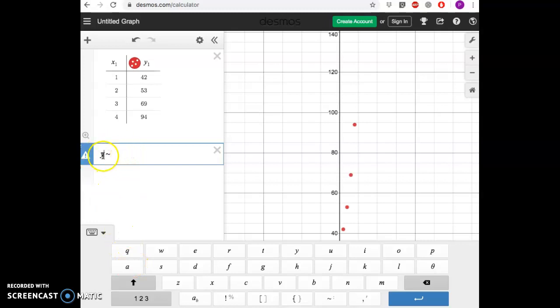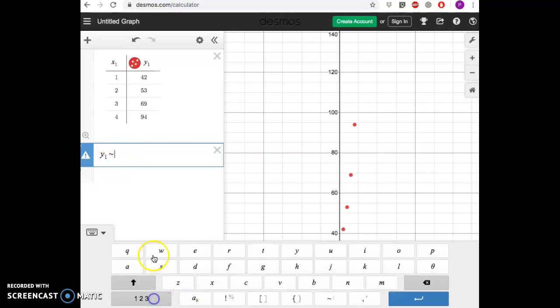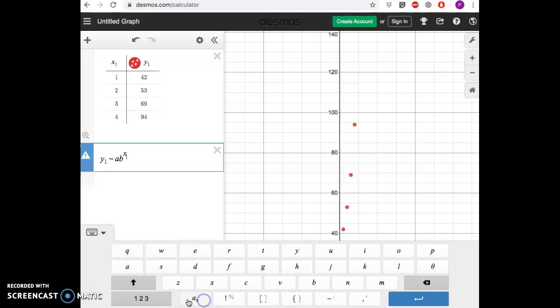So after you type in the y, it has to match the values in my table. Notice how there's a y sub 1, so I have to make sure I type that as well. Okay, so I have my tilde, and then my exponential equation is in the form a times b to the x. And same thing, it has to match, so it has to be x sub 1.